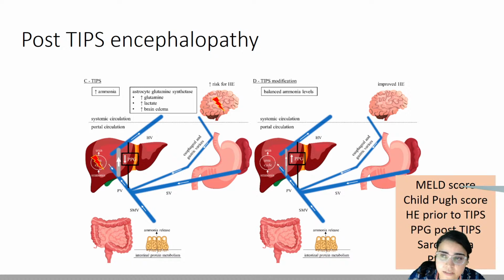So we have seen that there are some risk factors in certain patients, where we can predict that these patients might have a higher risk of developing post-shunt encephalopathy. These correlate with higher MELD scores, a history of encephalopathy prior to the procedure, a low gradient across the portal vein and the hepatic vein post-procedure, generalized malnutrition, and even proton pump inhibitor use prior to the procedure.